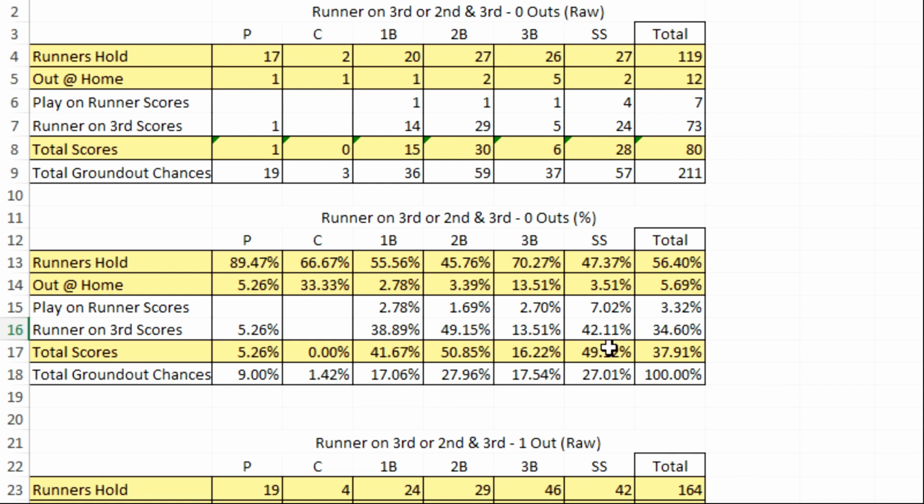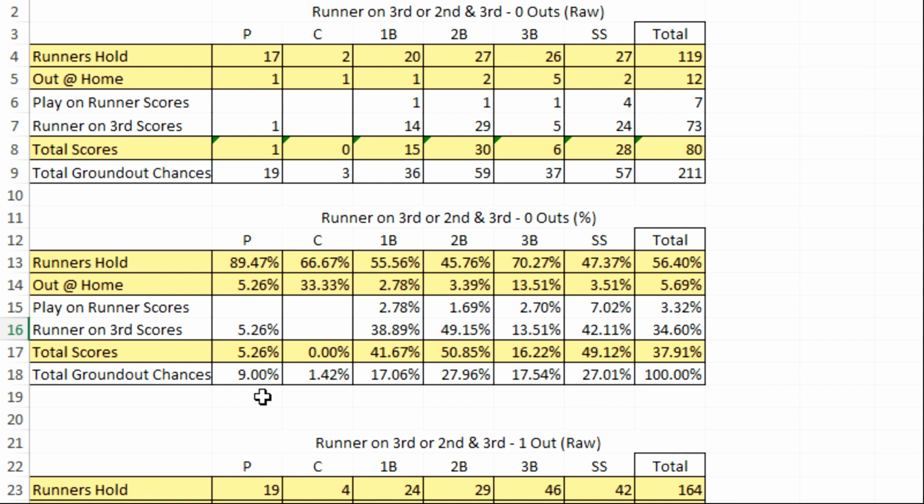All right, so overall we can see that with no outs, over half the time the runner on third holds on ground balls in the infield. Of course, we're going to see that there's a difference in breakdown between who fields the ball and what happens. A little over 5% of the time there's an out at home, because the runner on third tried to make it home and was thrown out. And then over a third of the time, almost 38% of the time, the runner on third scores.